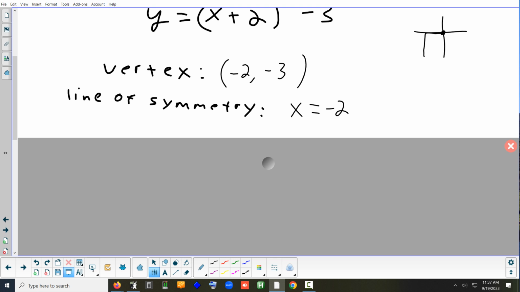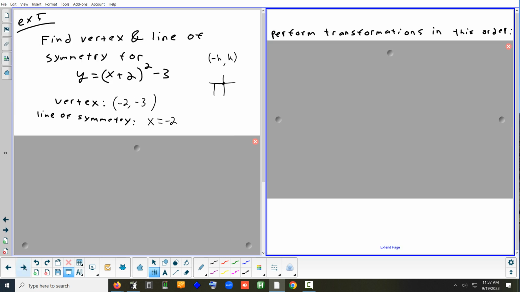Let's do this. So I told you earlier that when you have multiple transformations, like stretch, shift, flip, it makes a difference the order you do it in. Think about PEMDAS. It's the same idea. If you don't follow the order of operations, then you might get a different answer.